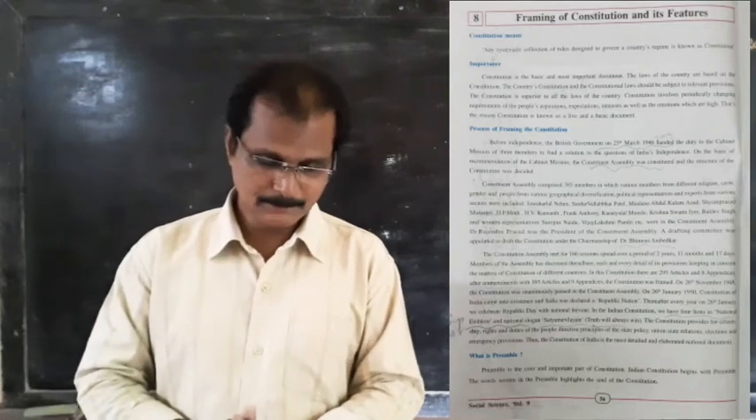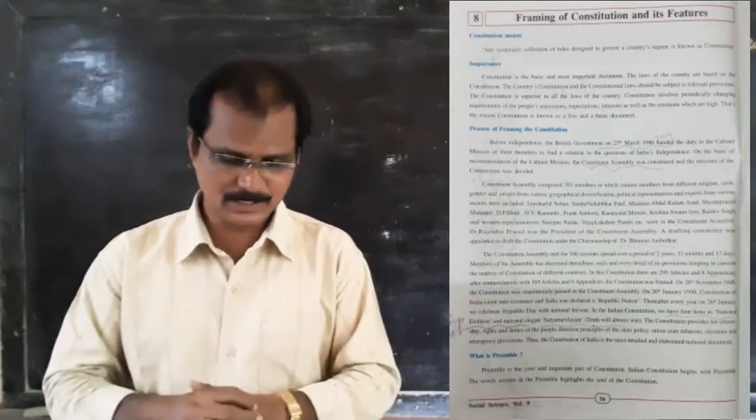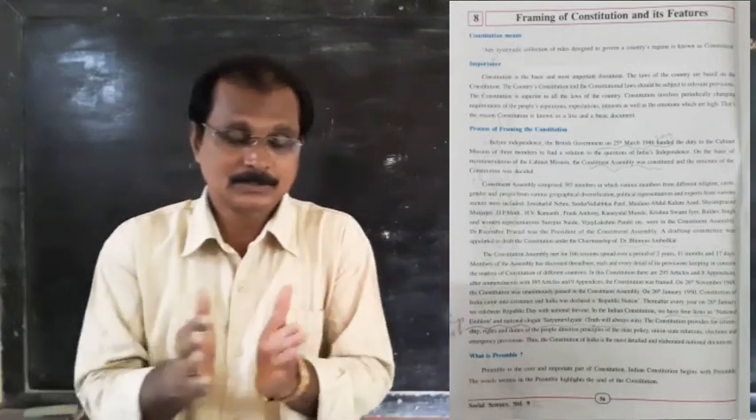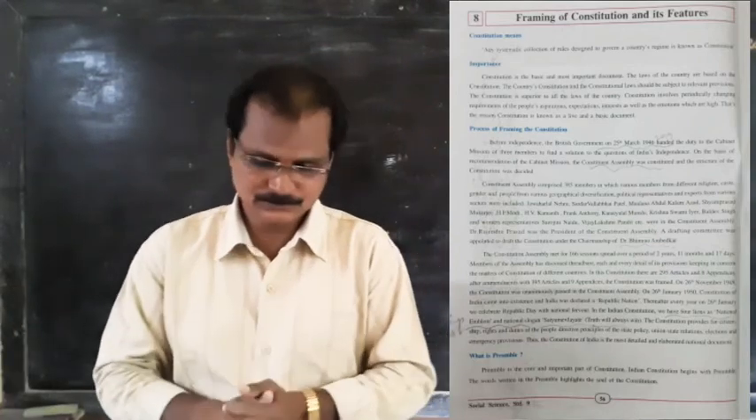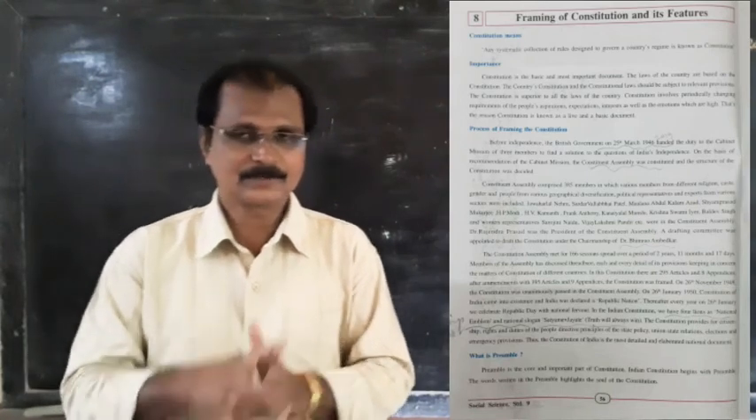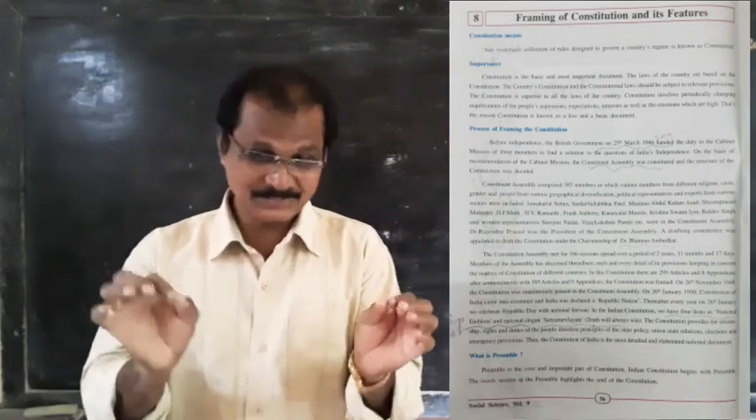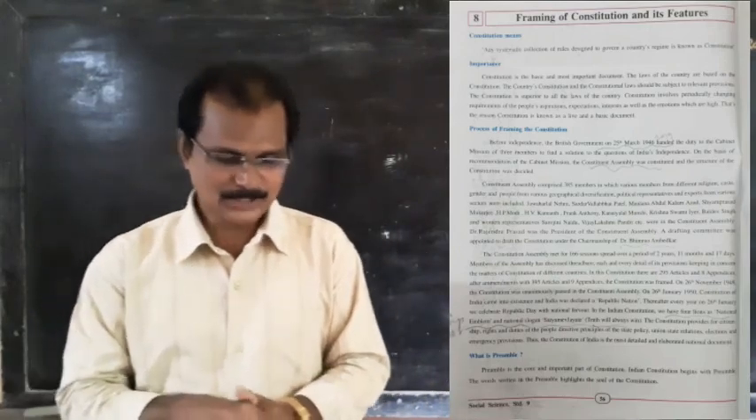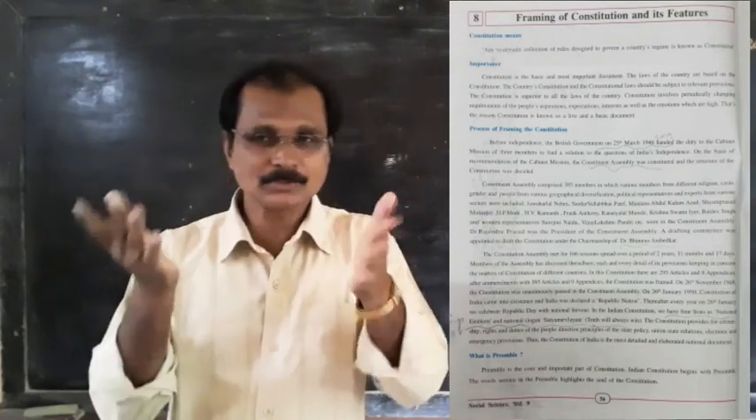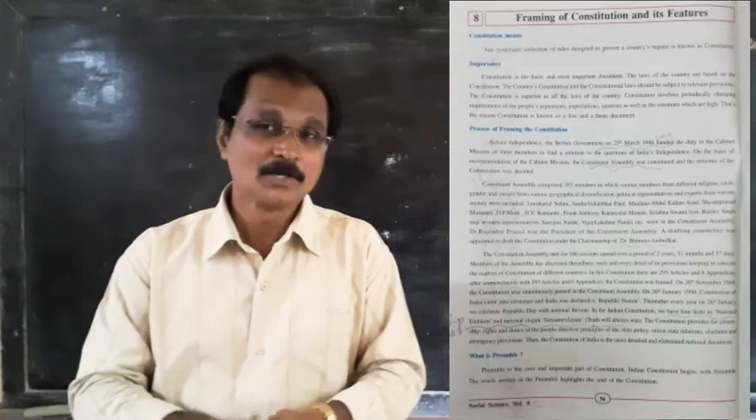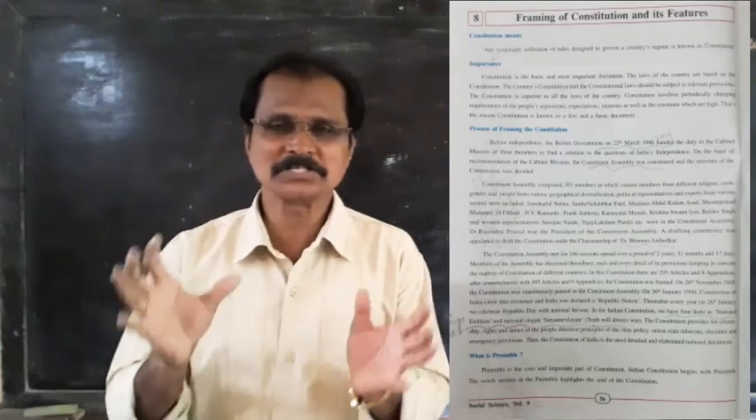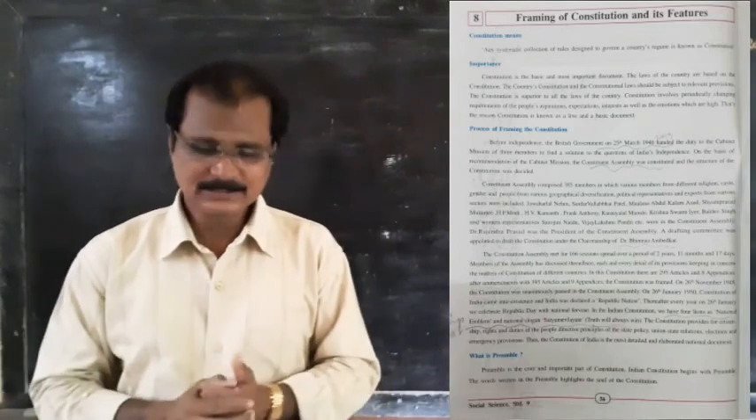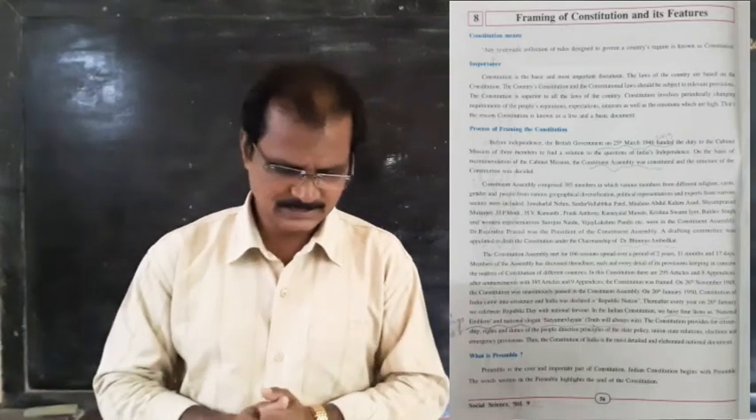The Constituent Assembly met 166 times over a period of 2 years, 11 months and 17 days. Very important point: total how many meetings? 166. They did not complete this in one day or two days. They sat together for 166 days, extending over 2 years, 11 months and 17 days.